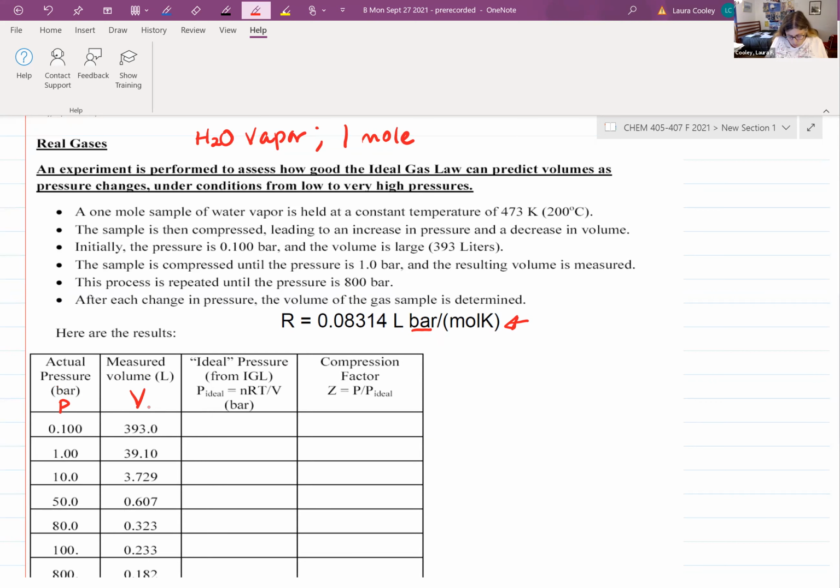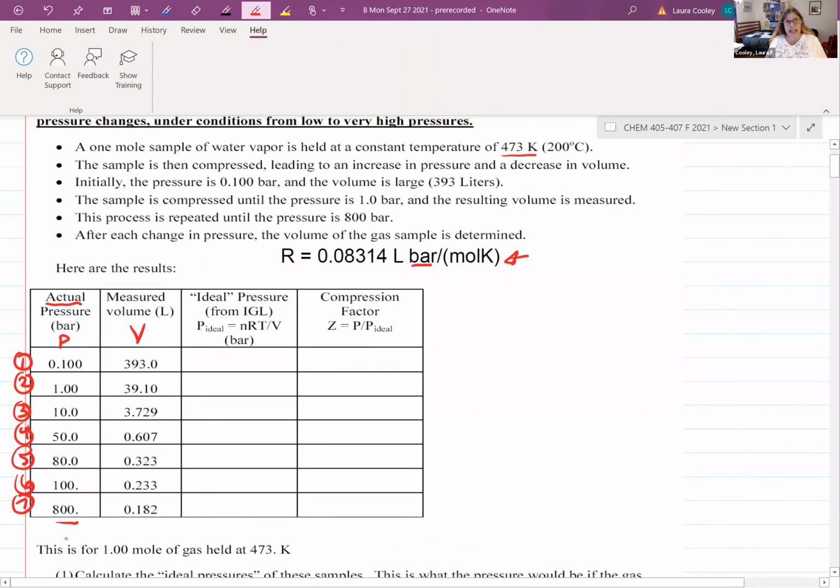What is done in this experiment is that a mole of water vapor is heated to 473 Kelvin, so that's 100 degrees above water's normal boiling point. Then the sample is compressed, which increases the pressure, and of course the volume decreases. The actual pressure is measured here, and the measured volume is very easy to measure because it's just the volume of the container. It starts out at a very low pressure. I'm going to number these 1 through 7, and it ends up at an extremely high pressure, 800 bar.